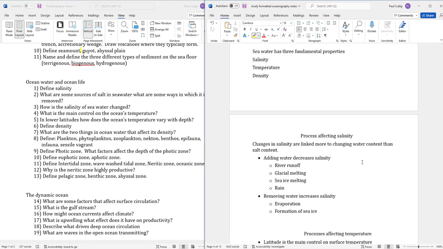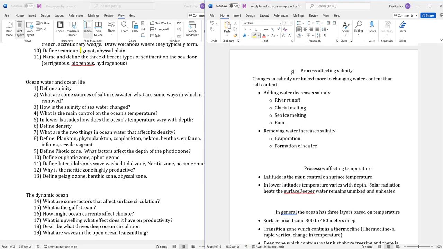Here's how you get seawater salinity to change. Now, the thing to keep in mind is that we don't change the salinity of seawater by adding or removing salt. We change the salinity of seawater by adding or removing fresh water. So if we add fresh water, that decreases the salinity. If we remove fresh water, that increases the salinity.